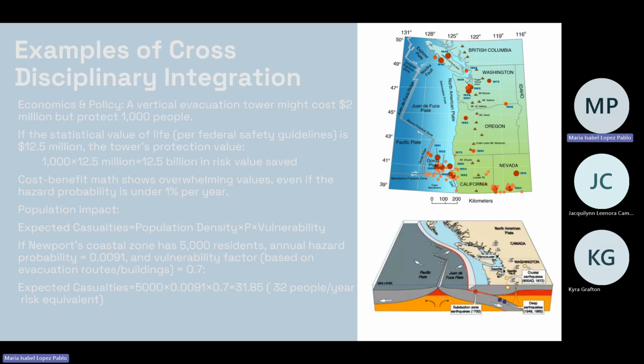I based it almost on the side of just economics and policy. As you can see here, we went ahead and did some probability. We started off with a vertical evacuation tower that would cost roughly 2 million to protect. Oh, I just realized this is actually wrong. It's supposed to be 12 million, because at the bottom we have 12.5 million.